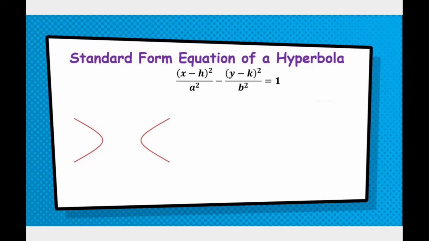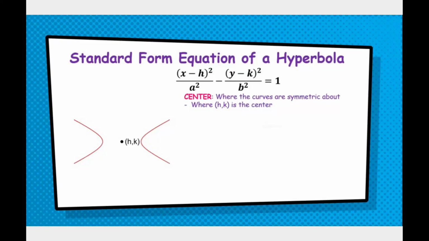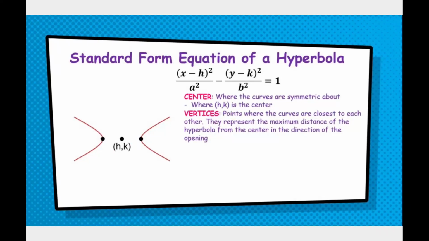And then we'll talk about a and b, because we don't have a major and minor axis here like we did with an ellipse. So our center is still going to be (h, k), and this is just what the curves are symmetric around. So where would you place that center? That would be right in there somewhere. It's not exact, but anyways, there we go.